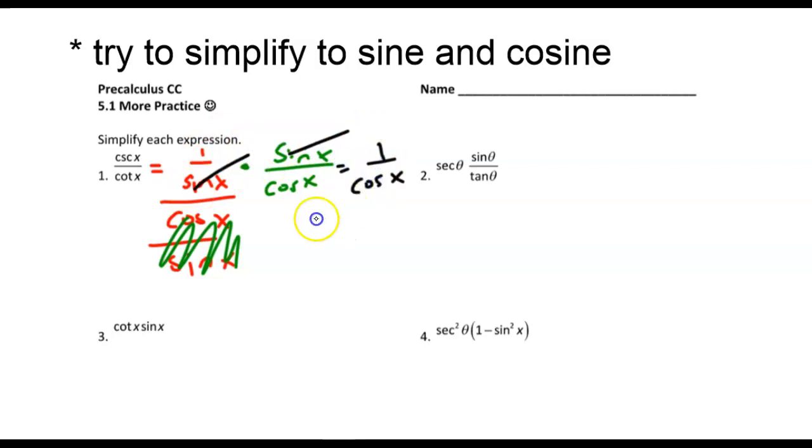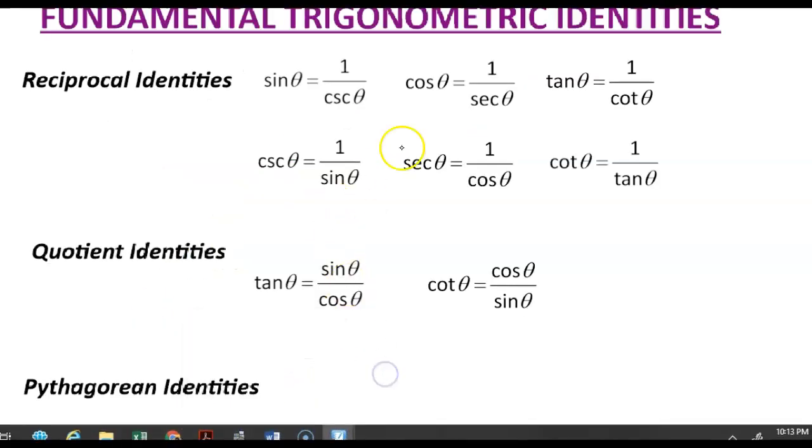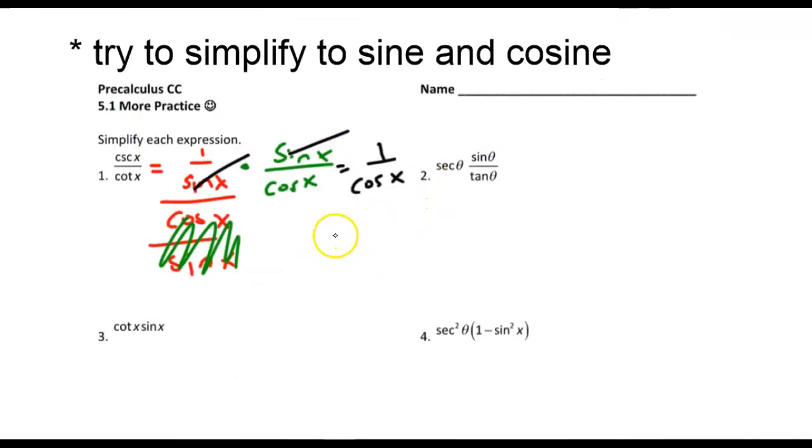And then 1 over cosine of x, again, you can look back at your table. That is secant. Secant x. So there we go, this equals secant x.